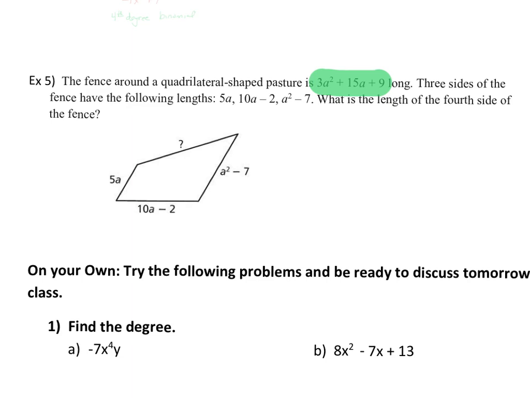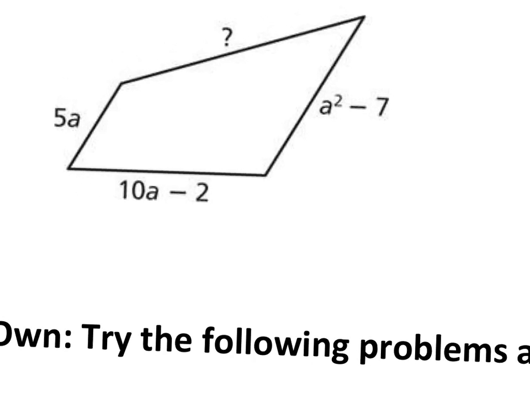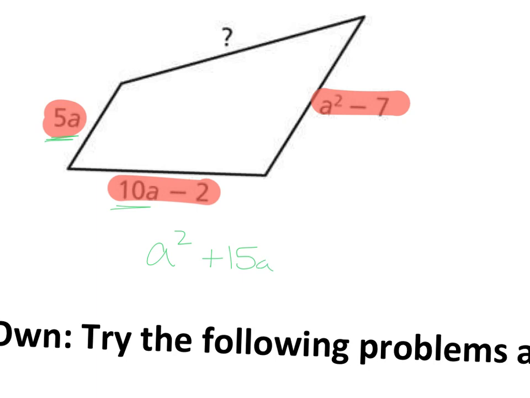So there's our perimeter. Okay, they've given you 3 of the sides, and we need to find the 4th. So in perimeter, we just add all the sides. So let's go ahead and add up what we've got so far. So I'm going to go ahead and add up these 3 parts right here. So let's see what happens when we add that. So, okay, I've got an a squared. A squared, there we go. A squared. A 5a and a 10a is 15a. And then we have a negative 2 and a negative 7, so minus 9. So this is the 3 sides. So when I added up the 3.